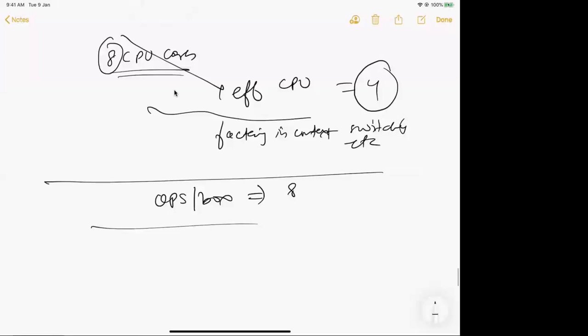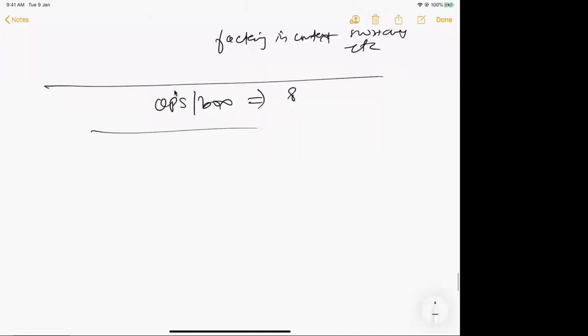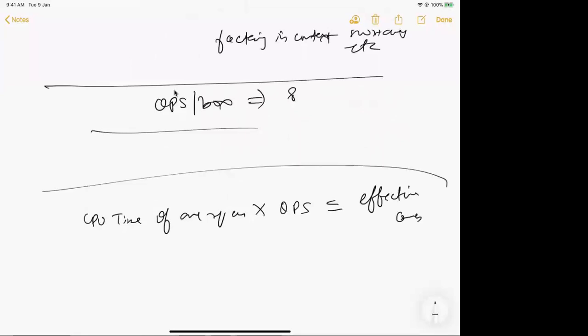Okay. So the formula that I was trying to give was that the CPU time of one request, when you multiply that with the QPS that you have, should be less than equal to the number of effective cores that you have. Just look at this equation and take it home and figure out, does it make sense? It would definitely make sense. This is a very, very trivial equation that I'm writing. Okay, cool. This is done.